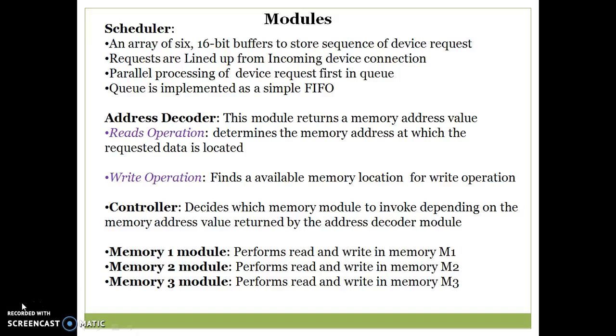The third module is a hub controller. It decides which memory module is to be invoked depending on the memory address value returned by the address decoder module. Apart from these, we have 3 different modules for the 3 memories M1, M2 and M3. These memory modules perform the basic read and write in their respective memories.